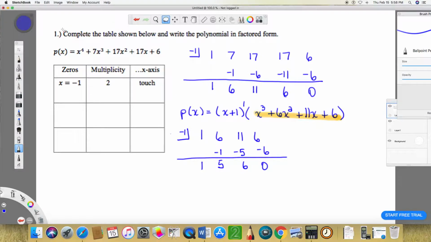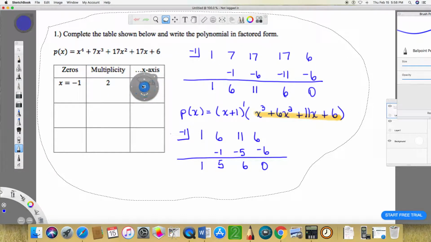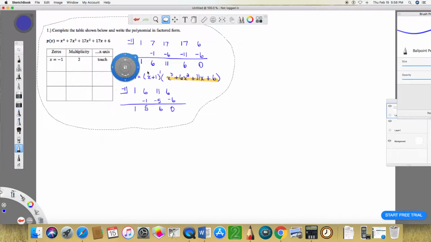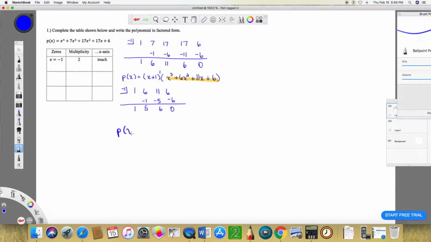So let's shrink this up so I have some more room to work. So this p of x is equal to x plus 1. And now what I've highlighted there factors to x plus 1 times x squared, because it's 1 degree less than what I started with in the synthetic division at x cubed. The 3 minus 1, this is starting out x squared, plus 5x plus 6.